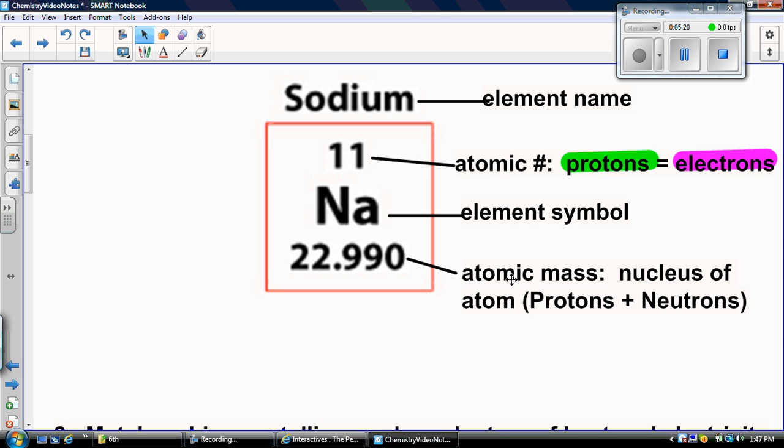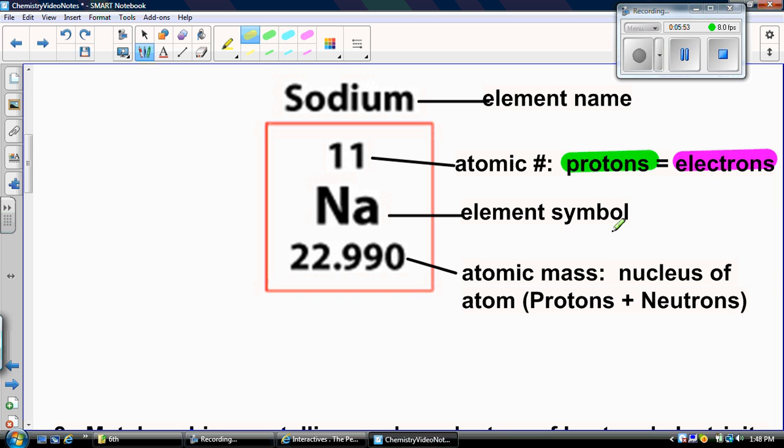Okay. Atomic mass. This is the mass of the nucleus. Remember, the nucleus of the atom contains protons plus neutrons. Now, usually, if you look at a single atom of sodium, then you will have a whole number for the atomic mass, which would be around 22 or 23. When you look at the periodic table, this number right here with the decimal is what we call a weighted average. So some sodium atoms have different numbers of neutrons.